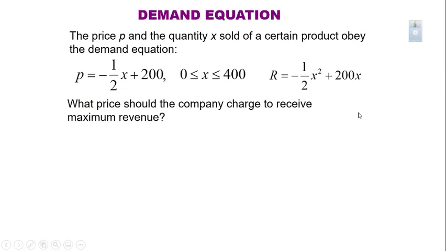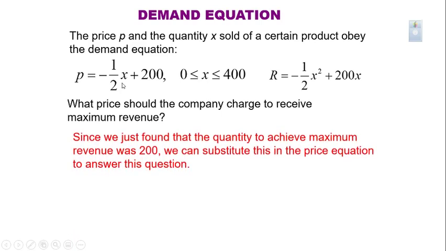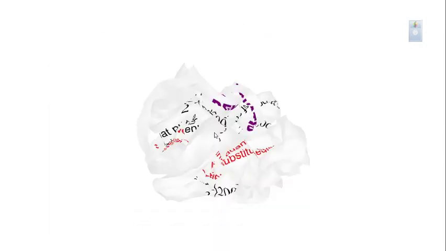Continue with the same example here. What price should the company charge to receive the maximum revenue? Well, we know the maximum revenue occurs at 200 items sold. So all I have to do is plug in 200 for x, and that will give me $100. So I need to sell each item for $100.